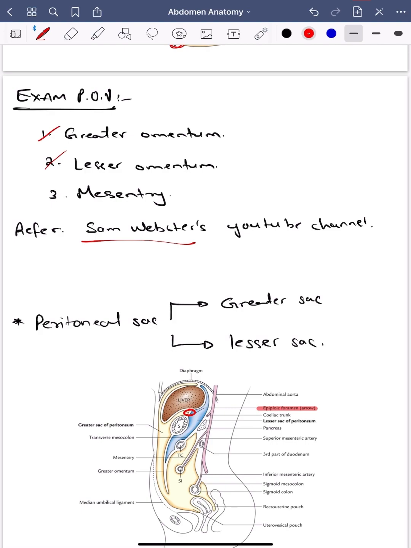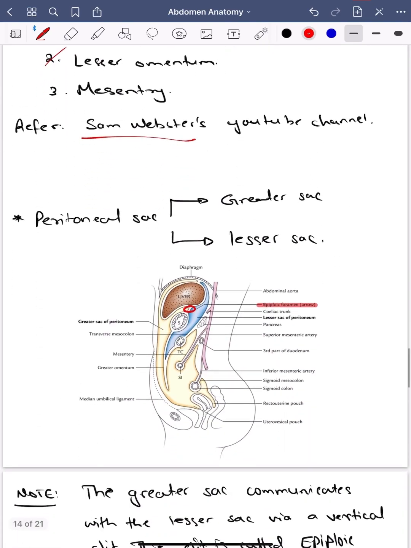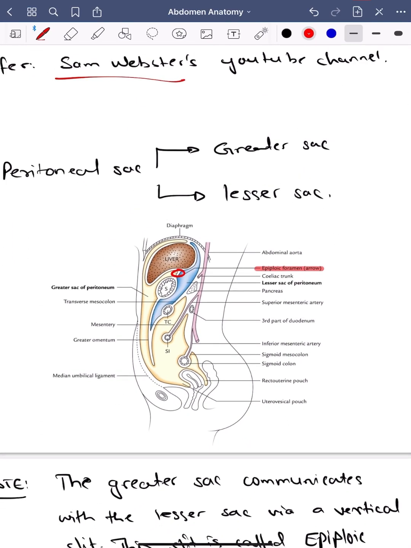Now one more thing that I forgot to mention is that because of the development of these ligaments and folds, we see that the peritoneal cavity is divided into two, and we have the lesser sac and the greater sac. Okay, so do not confuse the sac with the omentum. The sacs are basically formed by the splitting of the peritoneal cavity. Now if you want to have a better understanding, you can come to this diagram here. The one in blue is the lesser sac, and the one in yellow is the greater sac.